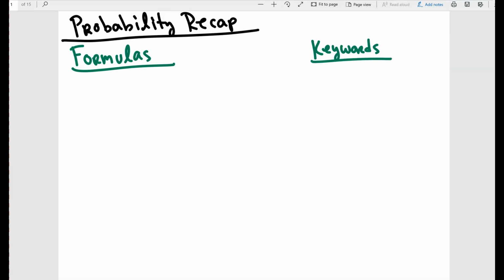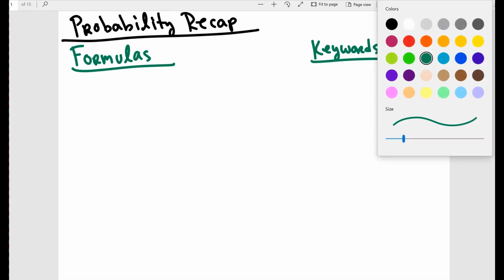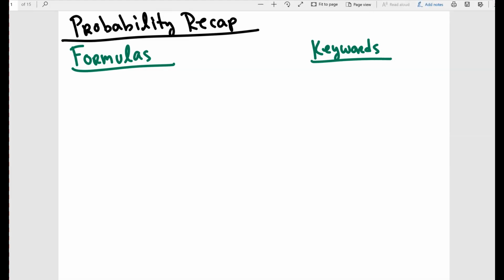Okay, so the first formula that we have spoken about is the complement. The probability of a complement is equal to 1 minus the probability of A. Remember that this is basically the probability of not A. So if you think of a complement, that just says not A. The probability of not A occurring is equal to 1 minus the probability of A. Some of the keywords that you want to see is not.